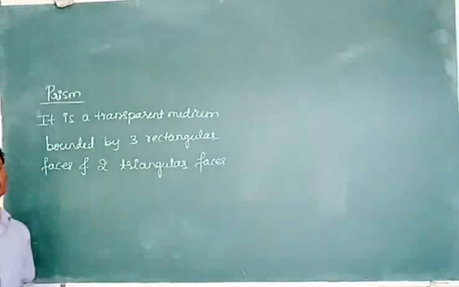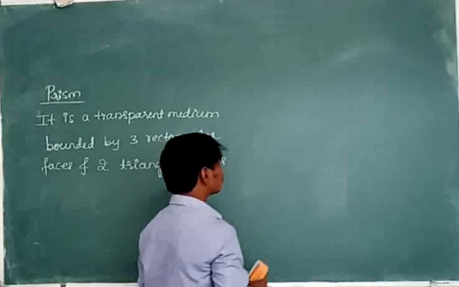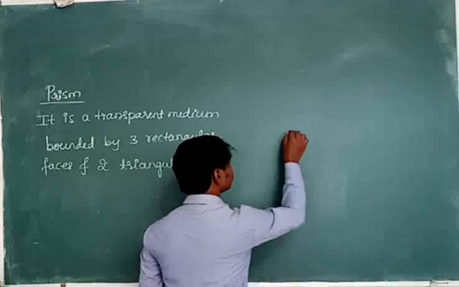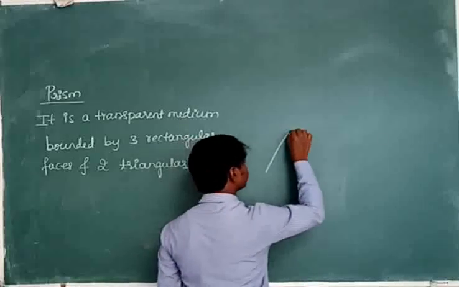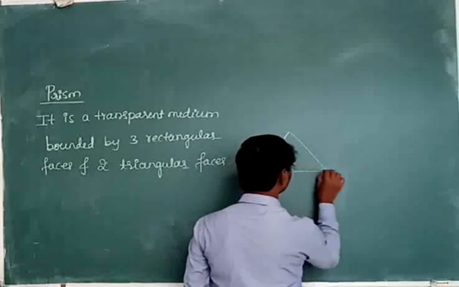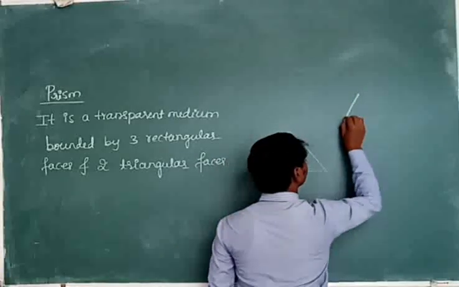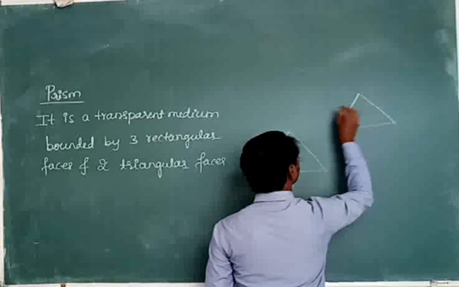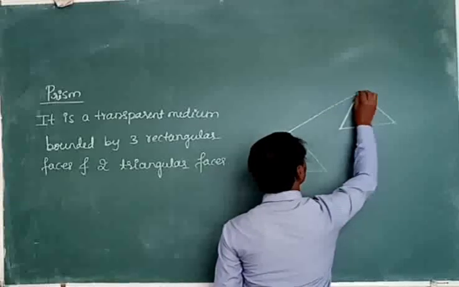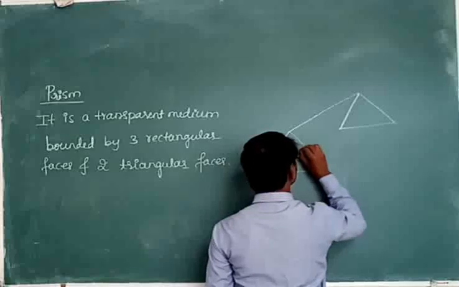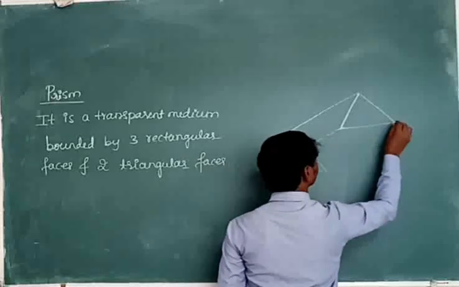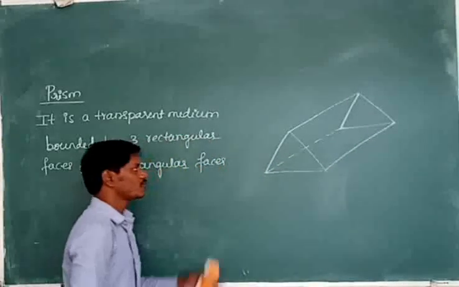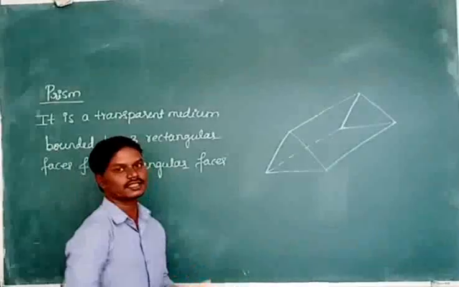Now, what is the diagram for a prism? How many rectangular faces does the prism have here? 3 rectangular faces. And how many triangular faces? 2 triangular faces. Now it is the diagram for the prism.